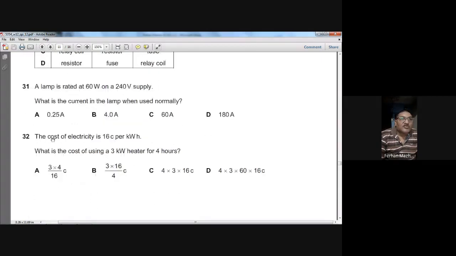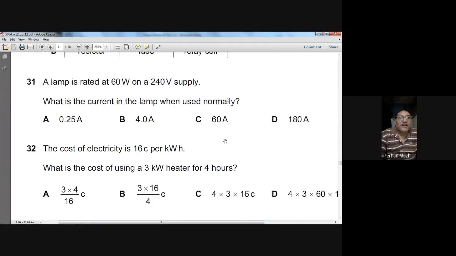Okay, on your screen we have question number 31. A lamp is rated at 60 watt on a 240 volt supply. What is the current in the lamp when used normally? You know, power is equal to IV. The power is given, V is given, I is the question. So I will be equal to P divided by V. 60 watt divided by 240 volt.